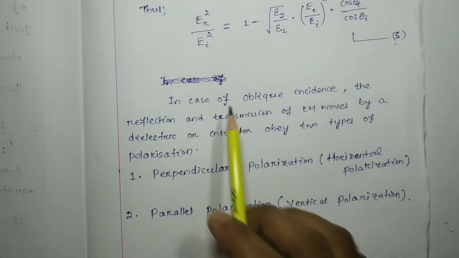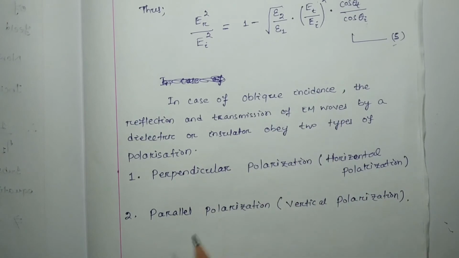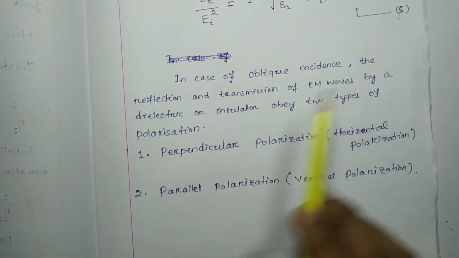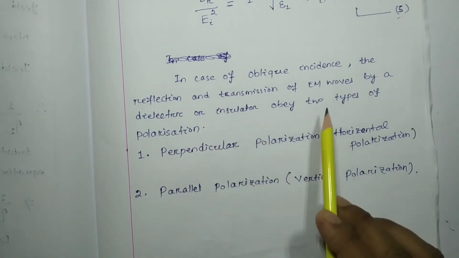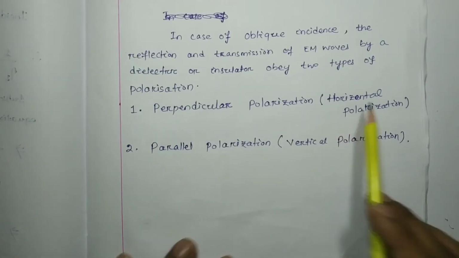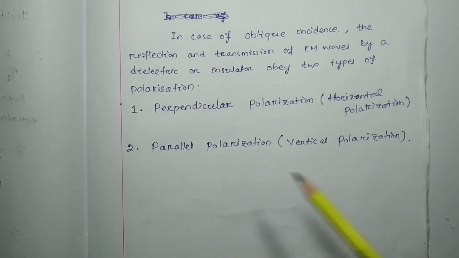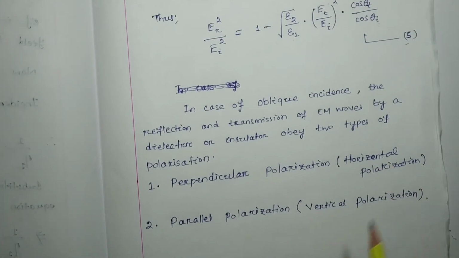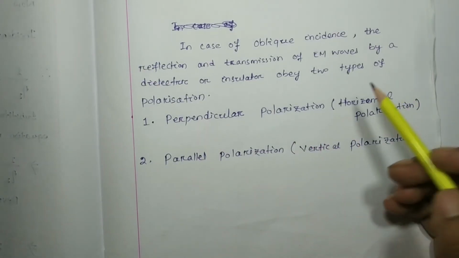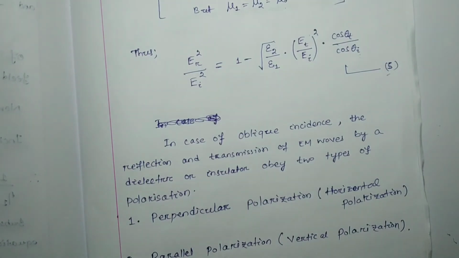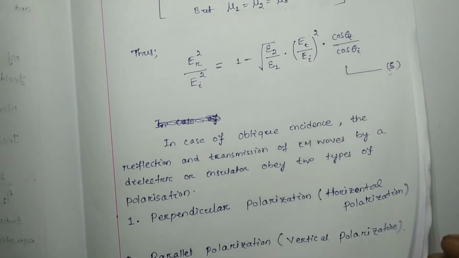But in the case of oblique incidence, the reflection and transmission of electromagnetic waves by a dielectric or insulator obey two types of polarization: perpendicular polarization, also called horizontal polarization, and parallel polarization, or vertical polarization. For these two types of polarization, the reflection coefficient and transmission coefficient we are going to discuss in our next class.